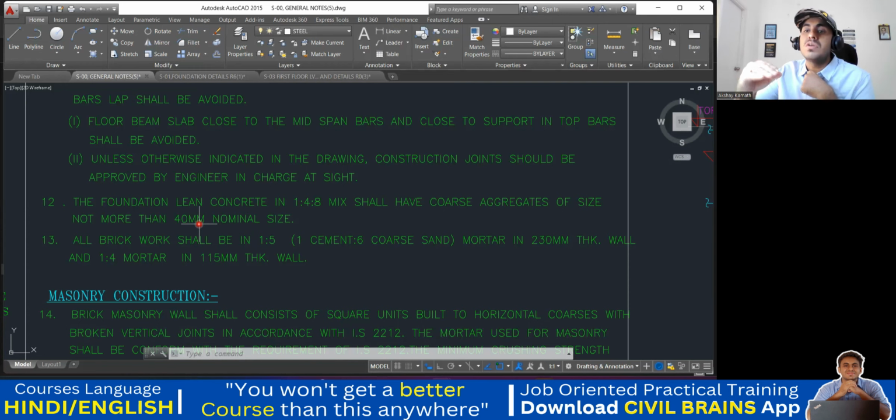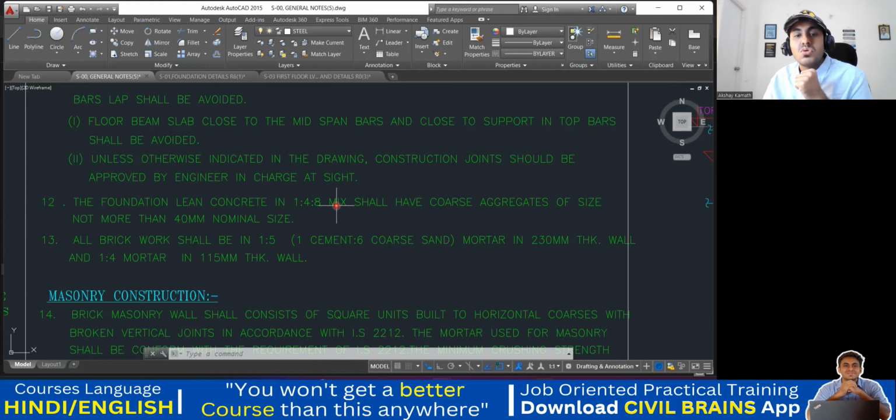Only to give a uniform surface, we provide a PCC. And since you have to give a uniform surface, you go with a higher size of the aggregate, so that you are saving on the cement cost there. Because ultimately that will never take a load. It is only put to take care of the uniform surface. I want a uniform surface, so I put a PCC.